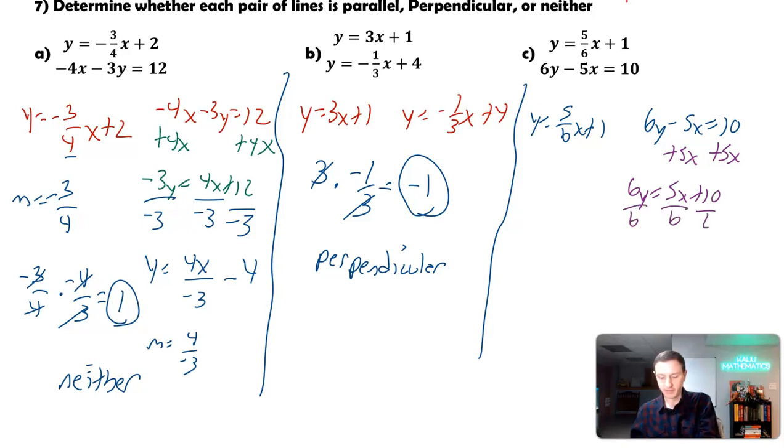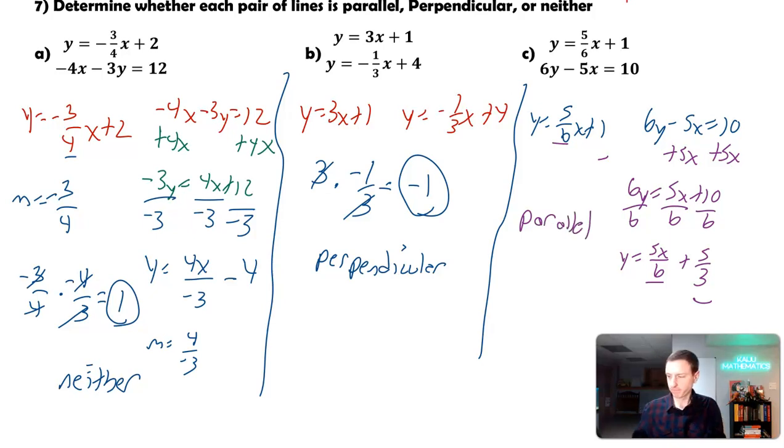Divide by 6. So we get y equals 5x over 6 plus, and then we get 10 over 6, so that's going to be 5/3 because 2 goes into 10 5 times, 2 goes into 6 3 times. Slopes are the same, 5/6, different y-intercepts though. So that means that they are parallel. So all three examples here, neither for the first one, perpendicular for the second one, and parallel for the last one.